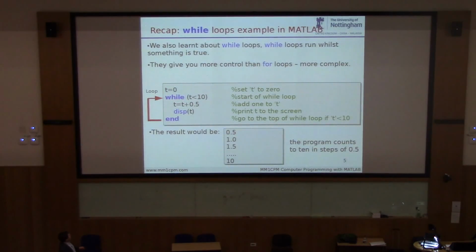I said for loops are great, but a much more powerful type of loop is the while loop. The thing about the while loop is it gives you a lot more control than the for loop. You've got to take care of the incrementing of the variable. So here we've got t equals t plus 0.5. What this loop will do is execute while this condition is true. So t equals 0, while t is smaller than 10, this loop will run. So it will run for 0, 0.5, 1.0, 1.5, 2, 2.5, 3, etc.